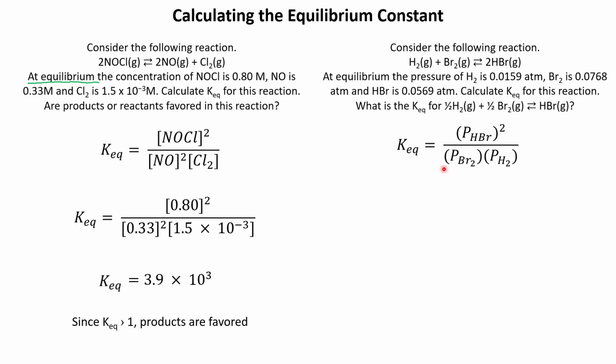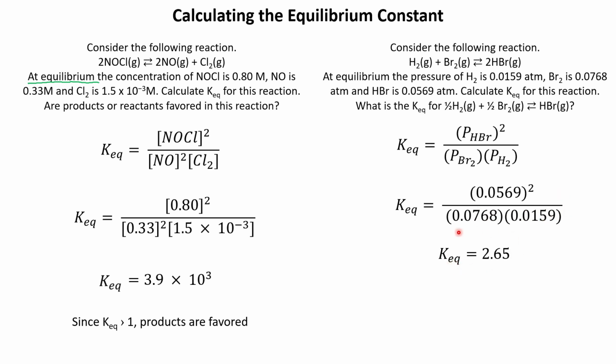Writing my KEQ for my balanced chemical equation, I am using pressures here, but again, I'm going to square this hydrobromic acid, and these two are just to the first power. Again, the problem is specific. These pressures are at equilibrium. That is very important. So I'm plugging in my hydrobromic acid, my bromine, and my pressure for hydrogen, being careful with my algebra, and I get a KEQ of 2.65. Okay, so I have completed this first part of the question, calculate the KEQ.